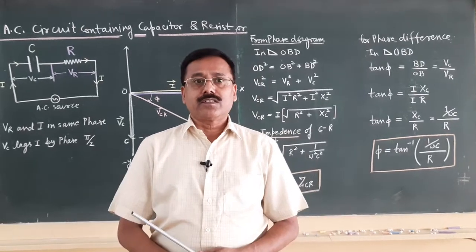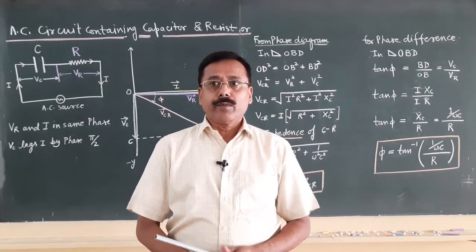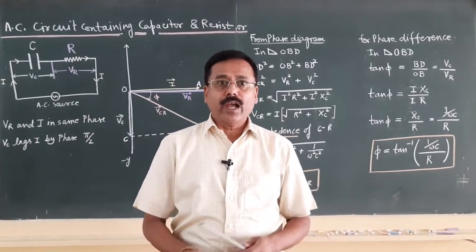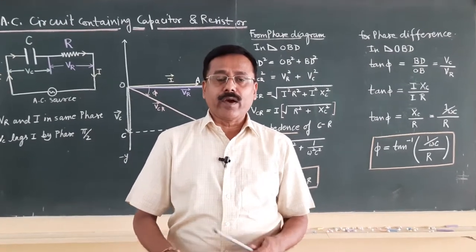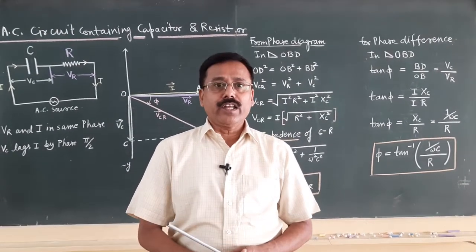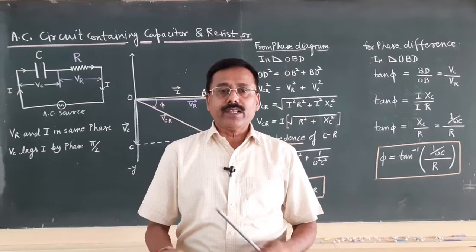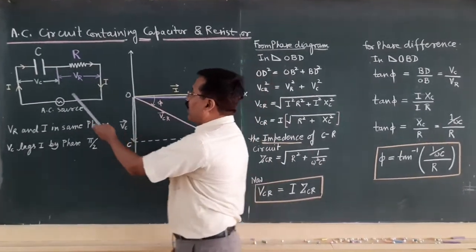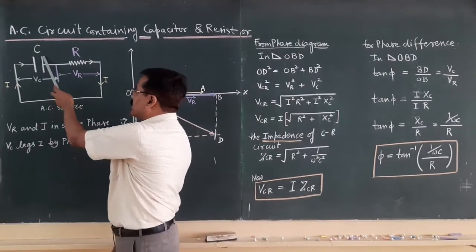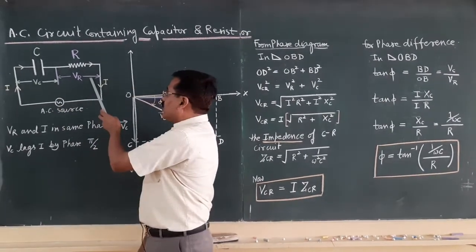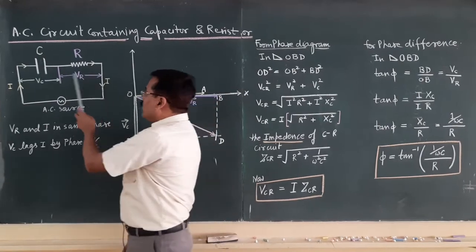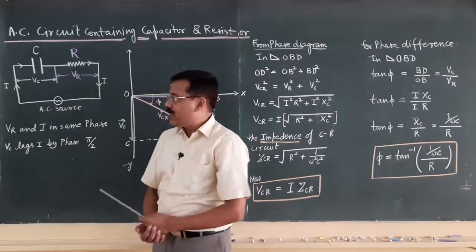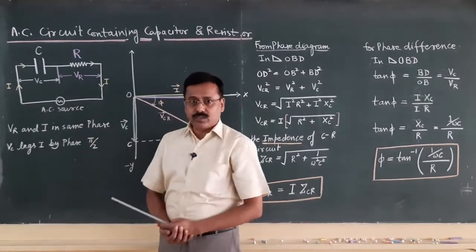We will discuss the phase relation between alternating voltage and alternating current in a circuit containing two components, a capacitor and a resistor. So, this is the simple circuit. This is the capacitor of capacitance C and this is the resistor of resistance R. Both are connected in series across this AC source.